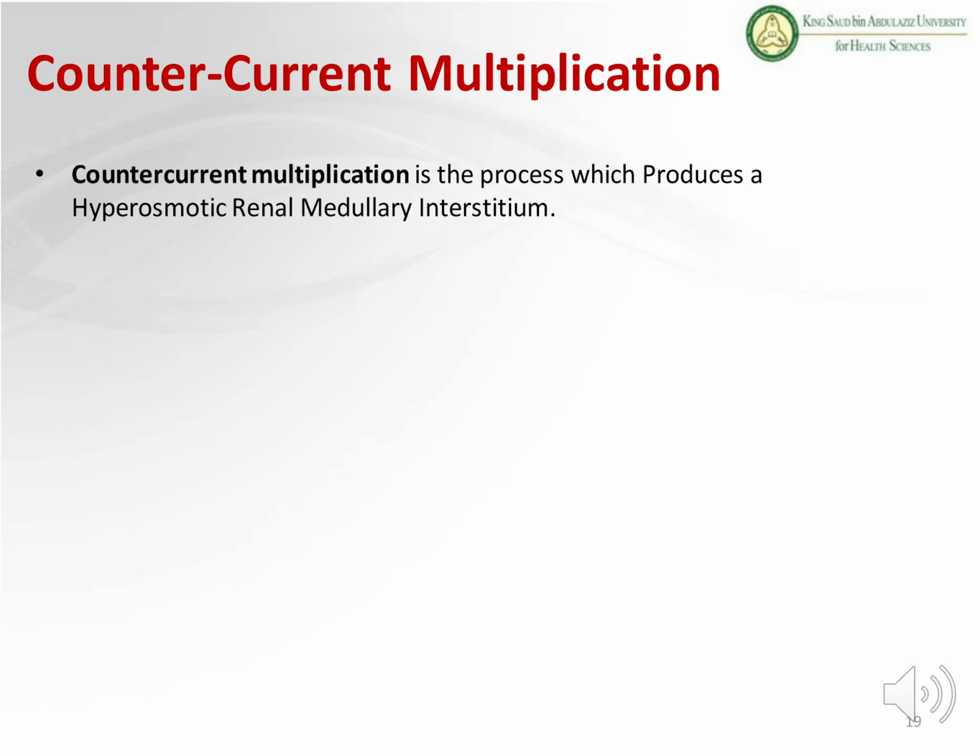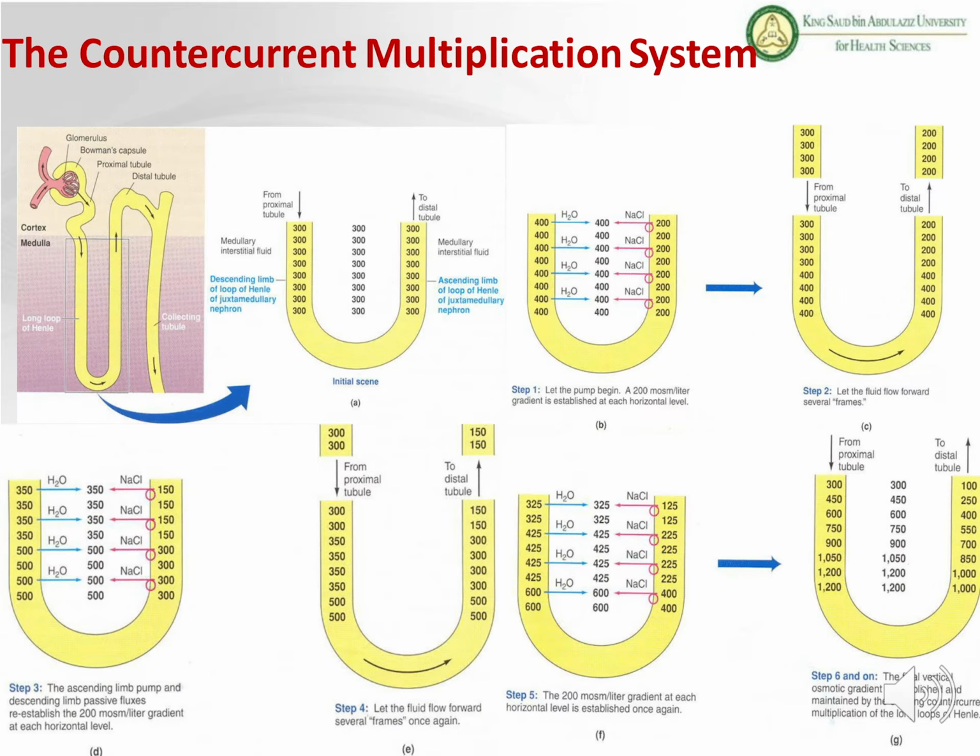So we'll talk first about the countercurrent multiplication. Countercurrent multiplication is the process which produces the hyperosmotic renal medullary interstitium. You can see in the figure how the countercurrent multiplier system increases the osmolarity of the interstitial fluid and creates the osmotic gradient from the cortex all the way to the papilla. In the first step, the loop of Henle is filled with fluid from the proximal tubule that is isoosmotic with systemic plasma, 300 milliosmol per liter.